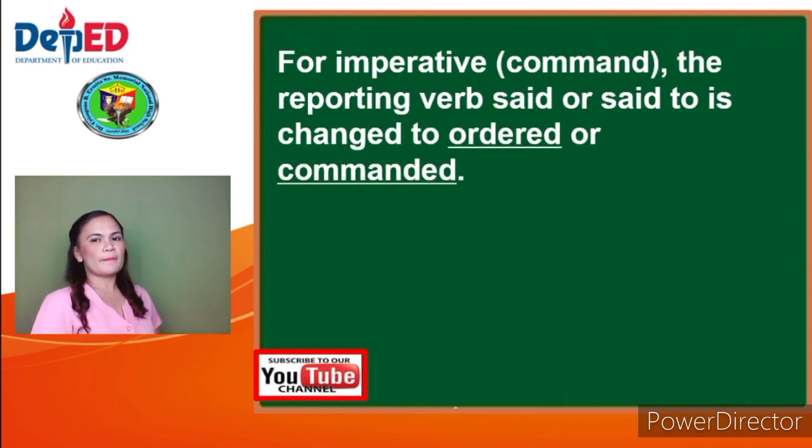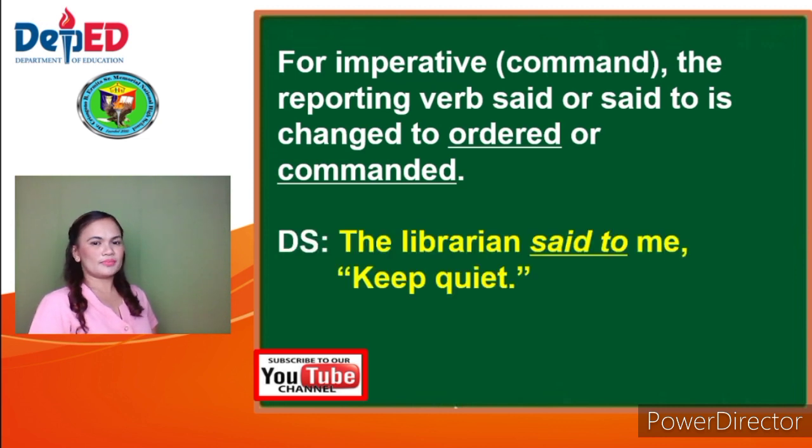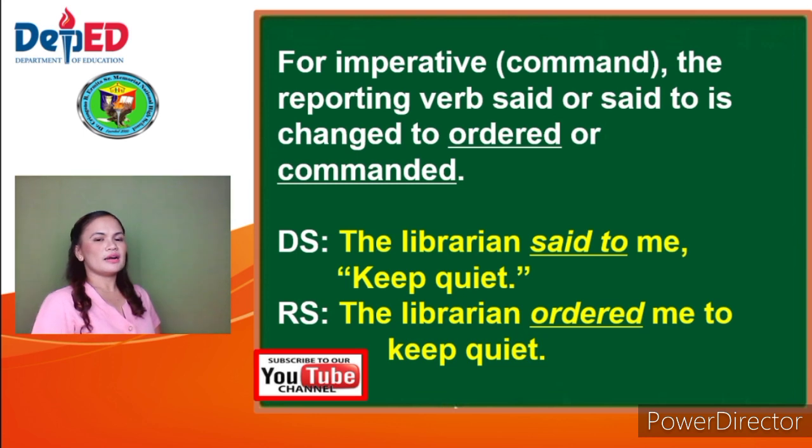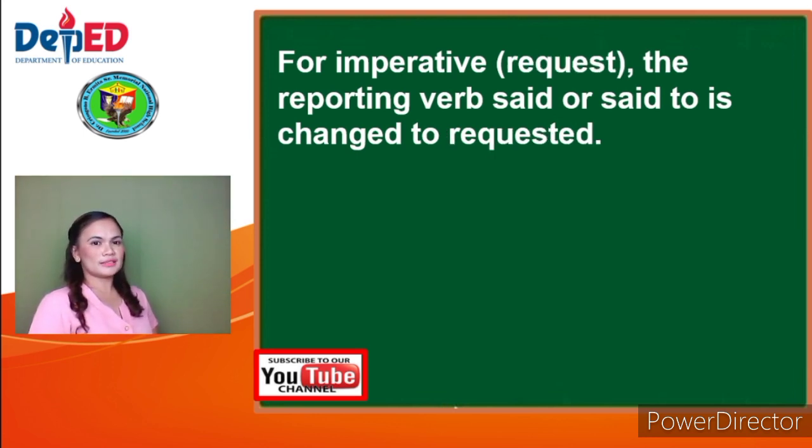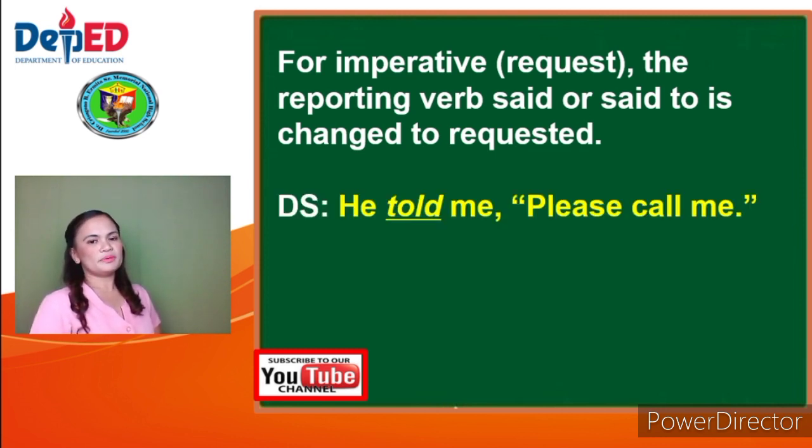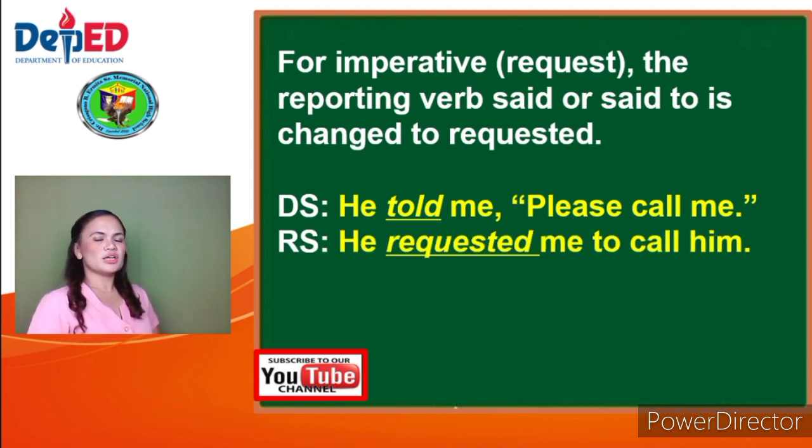For imperative or command, the reporting verb said or said to is changed to ordered or commanded. Direct speech: The librarian said to me, "Keep quiet." Reported speech: The librarian ordered me to keep quiet. For imperative request, the reporting verb is changed to requested. Direct speech: He told me, "Please call me." Reported speech: He requested me to call him.